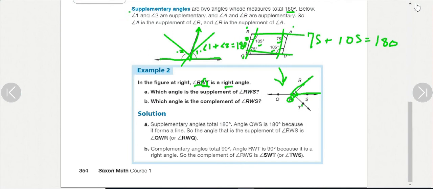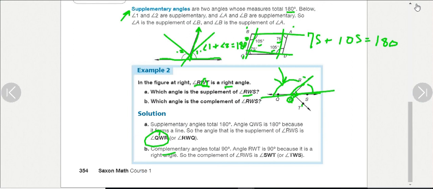Remember, supplementary means 180. Therefore, they're asking which angle, added to this, gives 180? It's going to be this one right here. Makes this all a straight line. So angle QWR, or RWQ, is the supplement to RWS. Pause if you need to think that over.